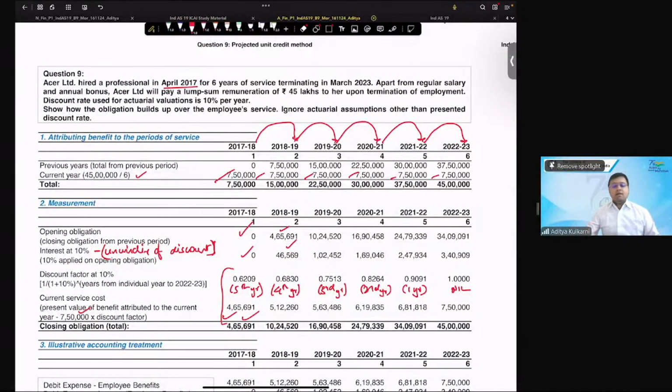Yes. So 4,65,000 I have accrued. Now this will become the opening balance of next year. Why? It is a rolling accrual, right? So today's closing will be tomorrow's opening. So we do the accrual of the compound of the interest thereon, 46,569. Then from here to here, it is a period of 4 years. So discounting rate will be present value factor at 10% for the 4th year. So 0.683. So that comes to 5,12,260. Like that, if you go on doing, then at the end, you will be having present value of benefit attributable, 7,50,000. Are you able to follow?